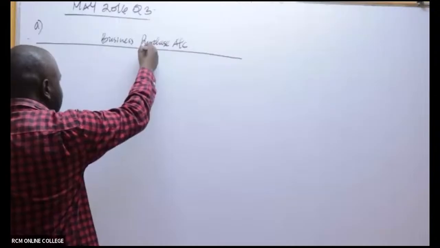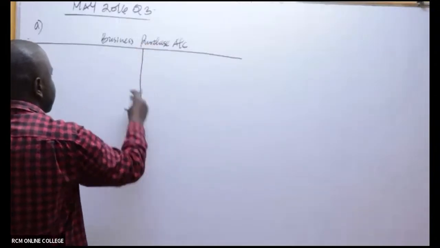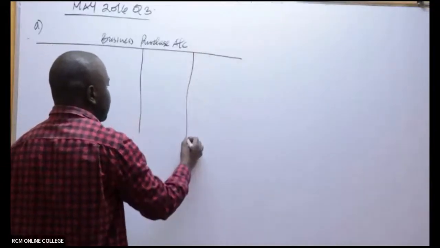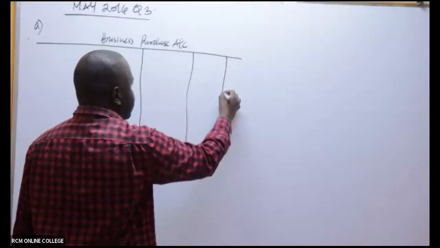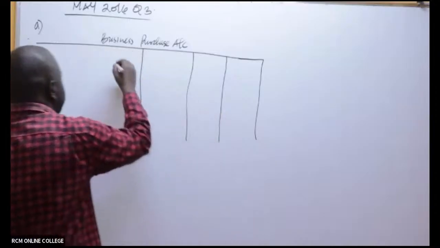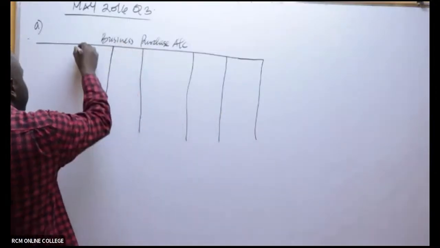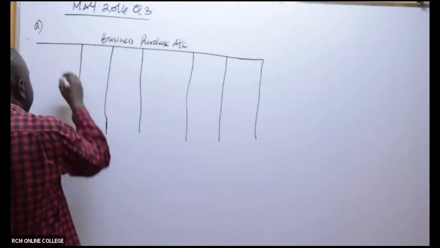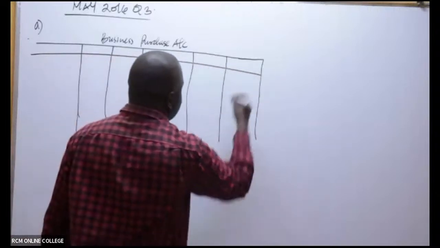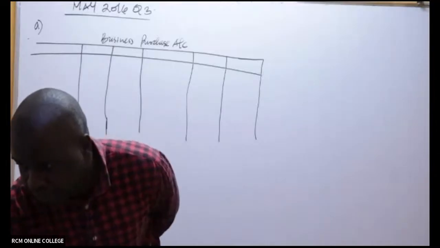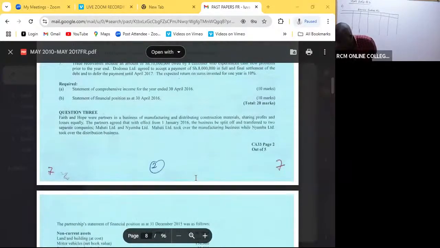And we've been told that two companies are being created. Therefore, our business purchase account will be split into two because there are two companies. It is not one company. And there's something we've been told in the question, if you look very keenly there.